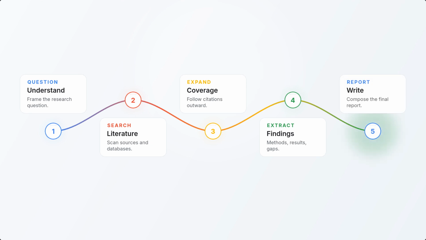That matters because this isn't a vague search box pretending to think. It's a deliberate workflow, and each stage stays grayed out until the run actually reaches it. And when the system follows citations outward, it pushes past the opening query and pulls in papers you would have missed if you only stayed with the first keyword search.